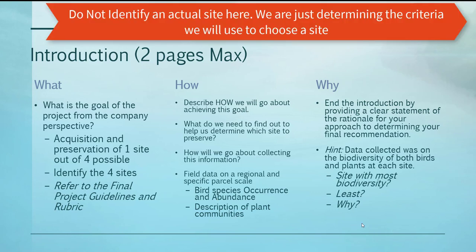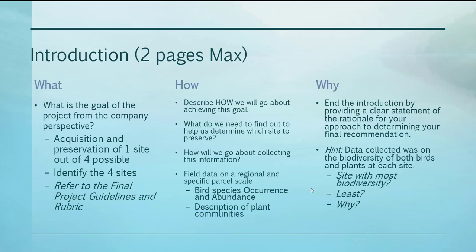Now note, you don't want to actually state which site you want to choose. You're just telling us how you're going to choose it. So don't actually give a definitive answer right now. Just describe, based on this information, what are you going to look for? Are you going to look for the site that is the most diverse, the least diverse? Why? Okay. So this is the introduction part, and you notice that I've clearly described basically what the goal of the project is, how we're going to go about doing it, and what we're going to look for to make our final recommendation. Okay, so that's the introduction section.